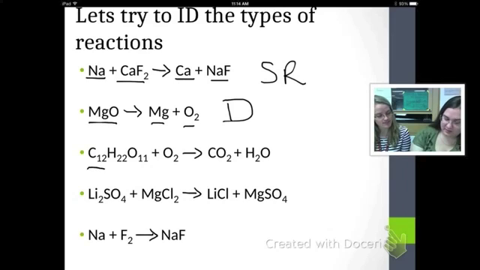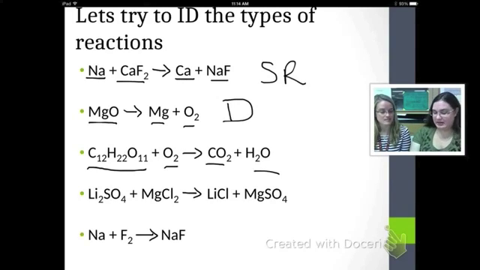So next one. We've got a long compound, and then a single element, and then two compounds. Ooh, so it's not single replacement. It's not, because we didn't have another single element on the other side. So, it starts with a carbon compound, and oxygen is a reactant, and CO2 and H2O are products. So I'm going to say combustion. Yep. See a lot of C's and O's? And H's. Combustion.